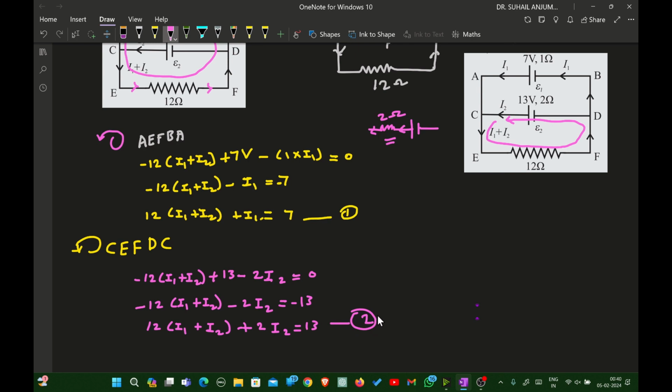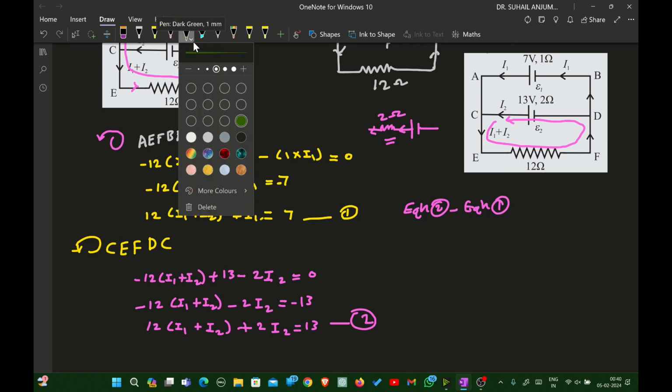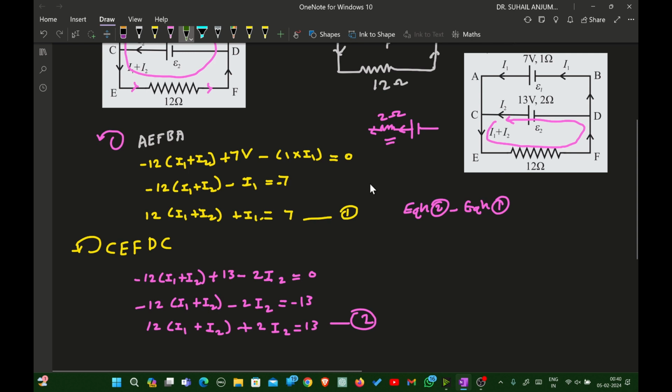Okay. Now, just by writing these two equations, we can find out all the currents by using simple mathematics. What we have to do here is first equation number 2 minus equation number 1. I will take another color if you want. So what will happen now, equation 2 minus equation 1?